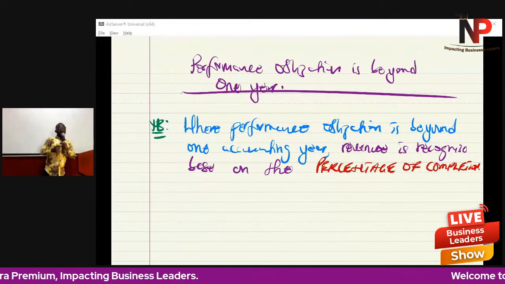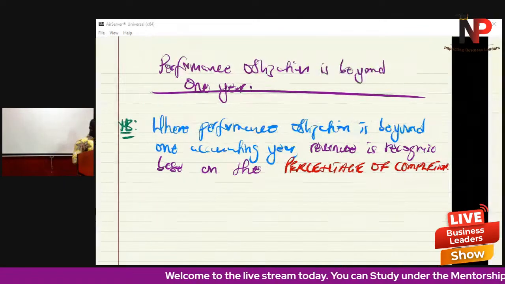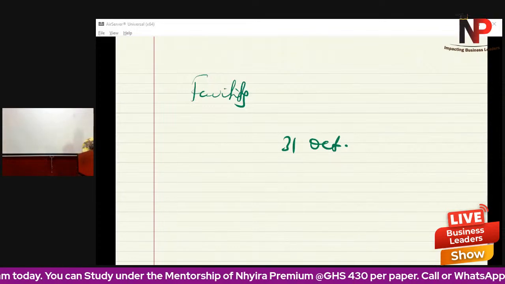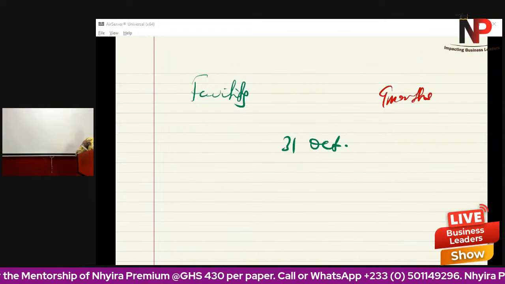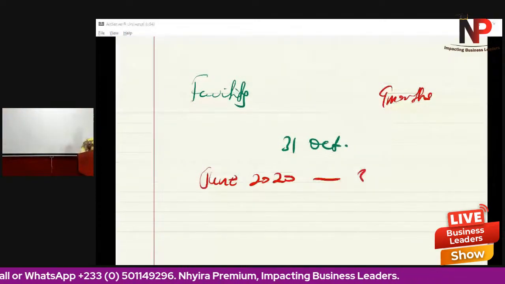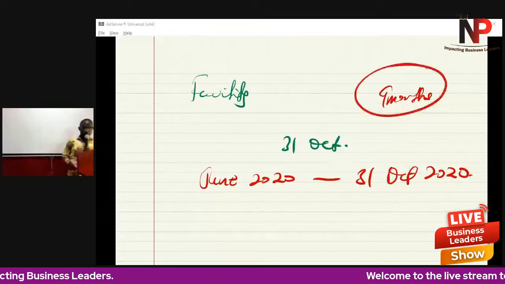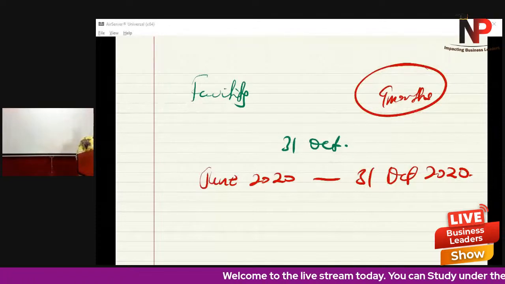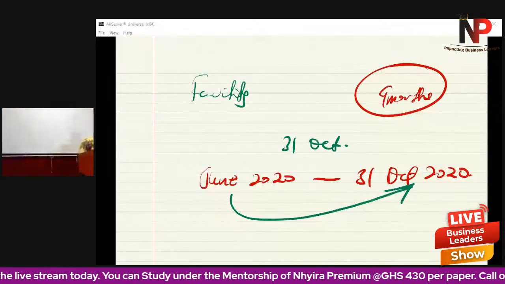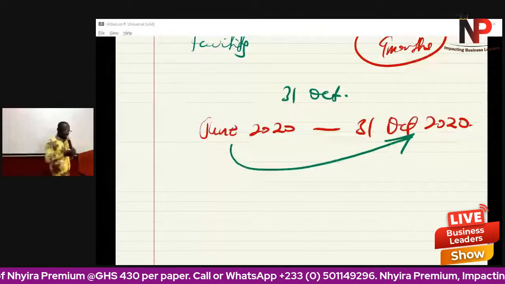But sometimes the period is less than a year, but it cuts across different accounting periods. This is what I mean. Let's say our year end is 31st October, and we started a project that would take 9 months in June 2020. It's just a 9-month project, but we started it in June. So from June to 31st October, what is the percentage of work that has been done? We will recognize the revenue for that period depending on the percentage of work that has been done.